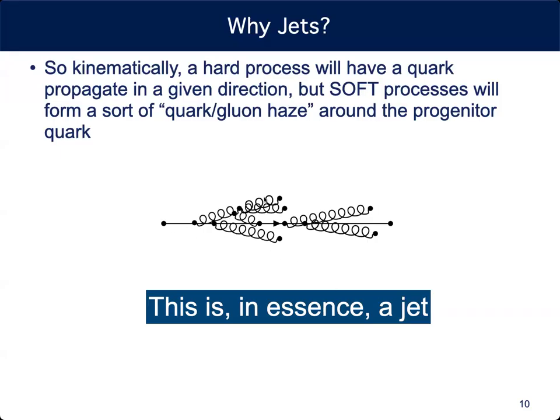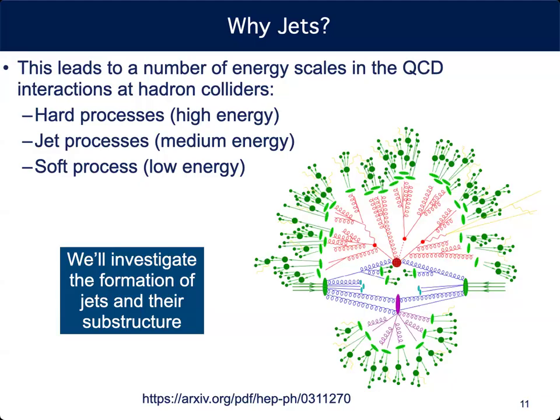And this is what ends up looking like a jet. So you have a progenitor quark. I'm just keeping it in the same line for illustrative purposes. And you have gluons that will just keep radiating and they keep going forward. So this is basically what happens and why you get jet formation.